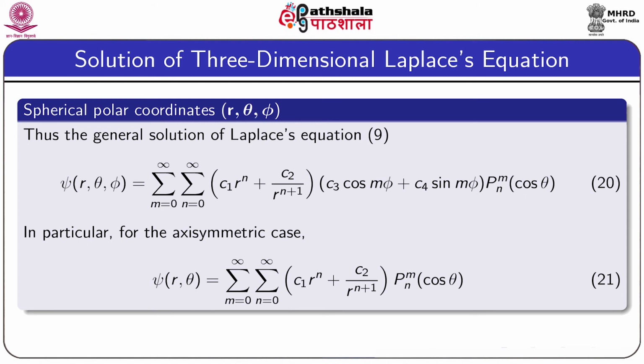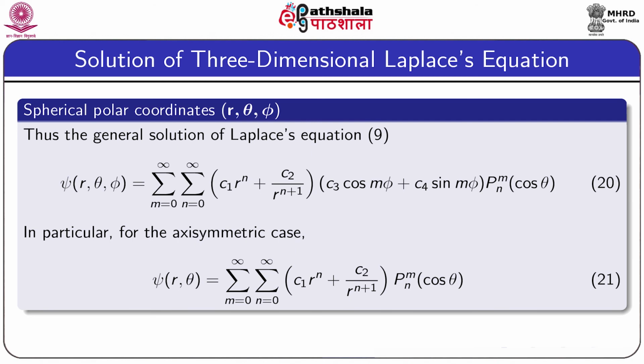In particular, for the axisymmetric case it does not depend on phi. So, the general solution can be written as psi, which is a function of only r and theta. So, it is the sum over m, sum over n, of (C1 r to the power n plus C2 divided by r to the power n plus 1) P n m cos theta.